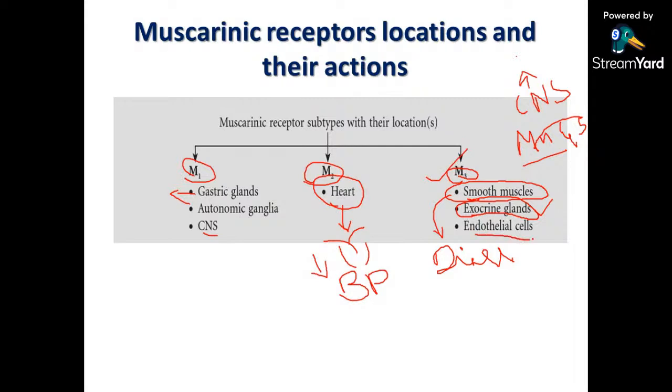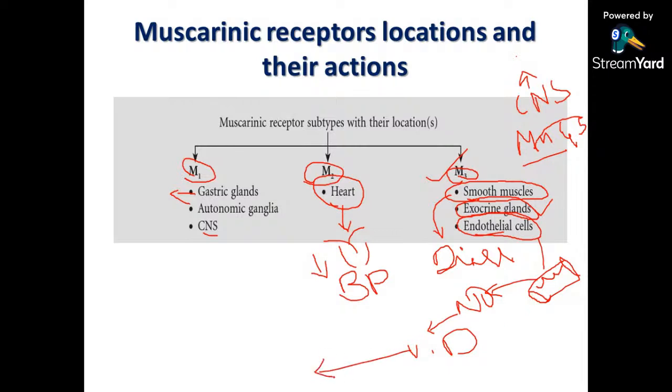And M3 receptors are also present on endothelial cells of blood vessels. So on blood vessel endothelial cells, we have M3 receptors, and when M3 receptors are activated, nitric oxide is released, and by that it causes vasodilation and reduced blood pressure. So M2 receptors cause cardiac depression action. M3 receptors increase exocrine secretions.